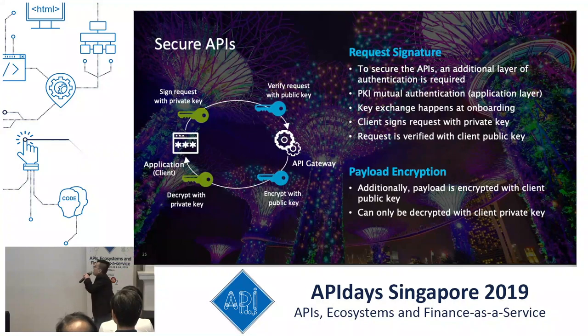The second part about that is we encrypt our payload. In addition to having a signed request and, of course, channel encryption and all that nice stuff, we also encrypt the payload with your public key, which we have exchanged beforehand, so that only your application can decrypt the data. So if anybody tries to sniff the packets in between, all they will see is encrypted data and they can't access the data at all.